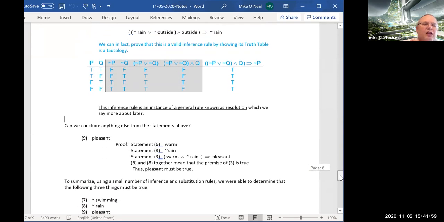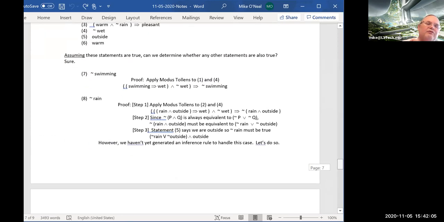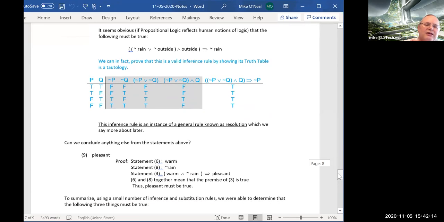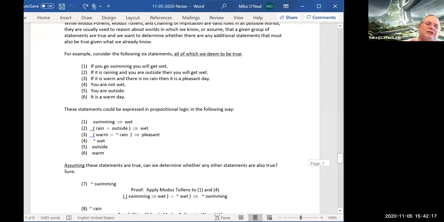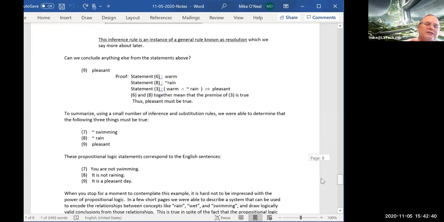Finally, can we conclude that it's pleasant? Well, we knew it's warm, and we've proven that it's not raining, right? We've already proven that, so that added in line 8. And statement 3 says, if it's warm and it's not raining, then it's pleasant. Warm was given. We've proved no rain. So because both of those things are true, making this and premise true, it's got to be true that it's pleasant. So we concluded 3 new pieces of information.